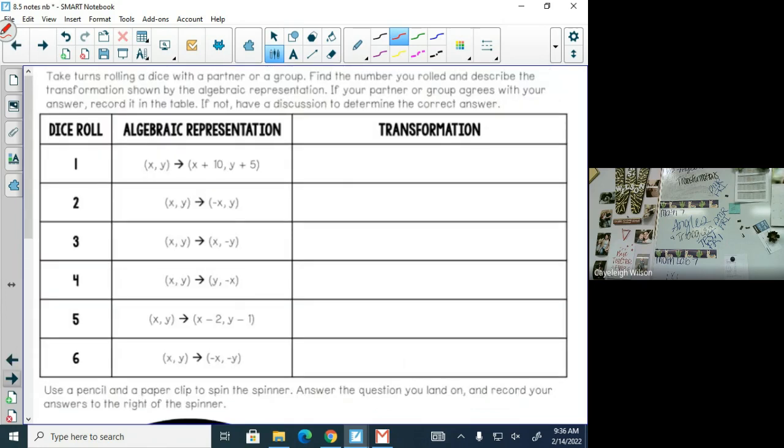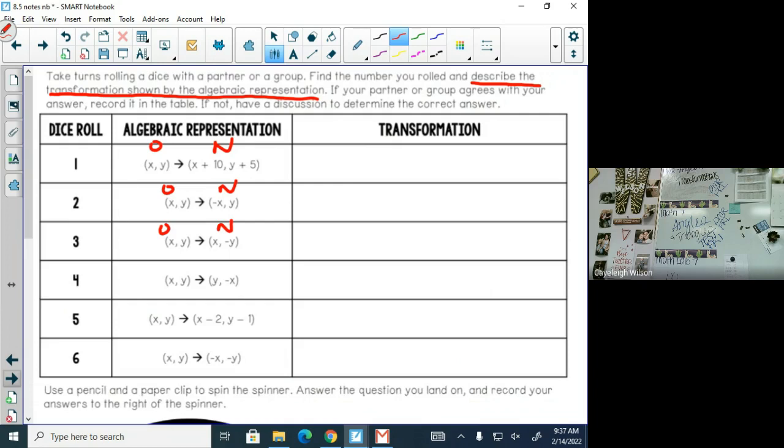All right, so this one, and we're not going to do what it says at the top, but it says find the number you rolled and describe the transformation shown by the algebraic representation. So they're saying that all of these are the original and these are the new. So you're going to use your paper to tell me, is that up or right 5, reflection on x-axis, rotation of 90 degrees clockwise, just by looking at the points.